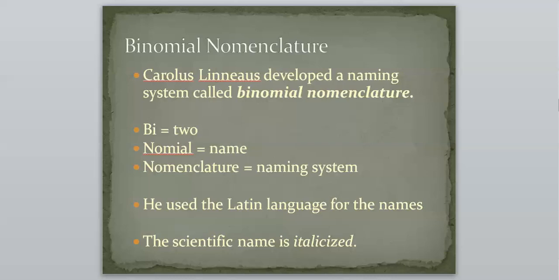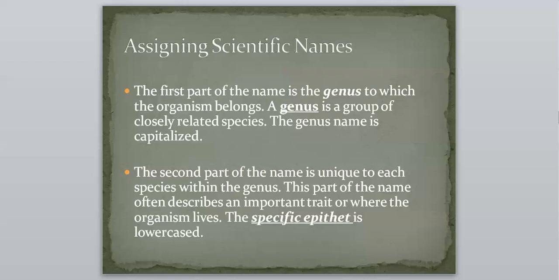So Carolus Linnaeus came up with this system, and again, two-name naming system is just what it means. When we talk about the scientific name, the first part of the name is the genus to which the organism belongs, and we talked about genus in our introduction activity, and it's just a group of closely related species. When you write that down, you're going to capitalize it. So the genus is always capitalized. Then the second part of the name, which is unique to each species within the genus, often describes an important trait or where the organism lives. This is known as the specific epithet, and it is always going to be lowercase.